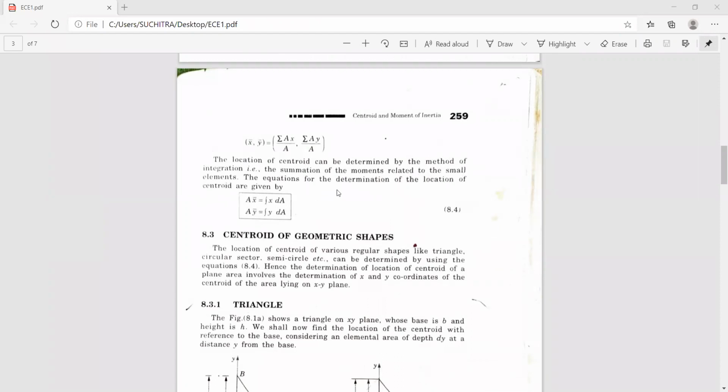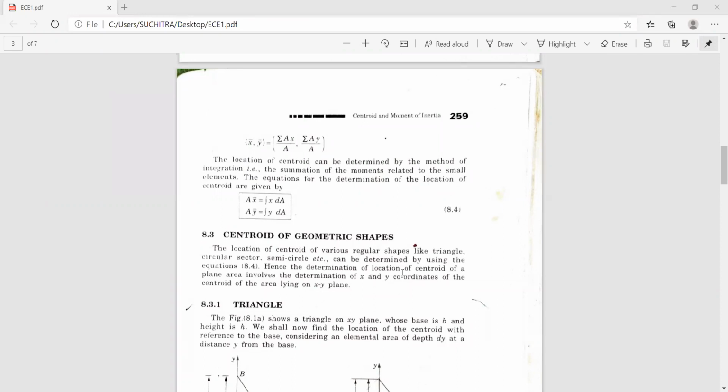We are going to consider a small element and it will be integrated between the limits in order to get the values of x bar and y bar, the coordinate distances. Now, centroid of geometric shapes. The location of centroid of various regular shapes like triangle, circular sector, semicircle, etc. can be determined by using equation 8.4, that is, by the method of integration.